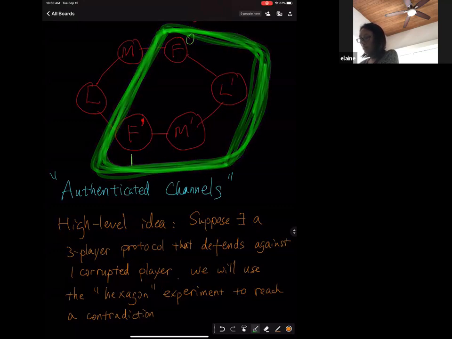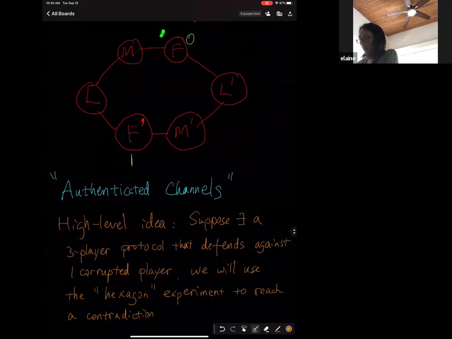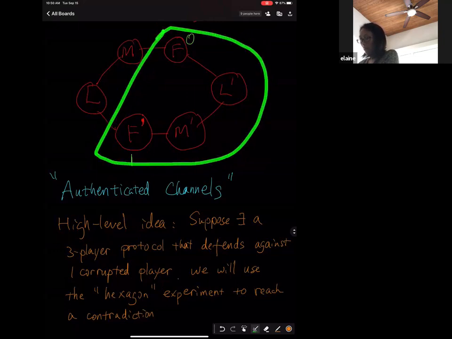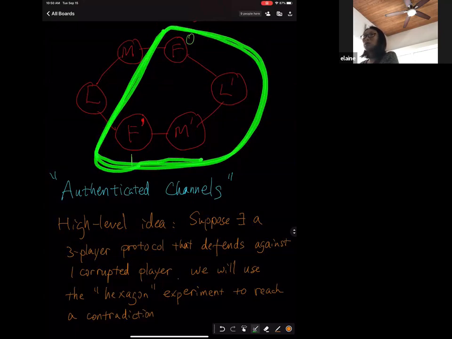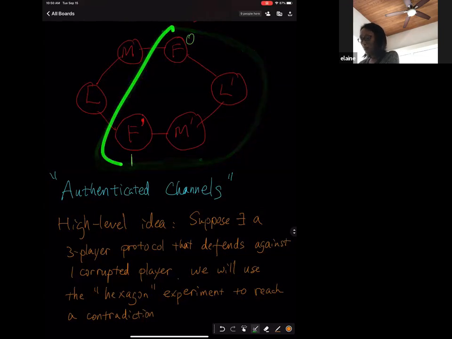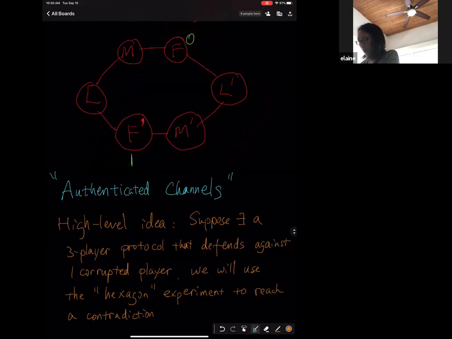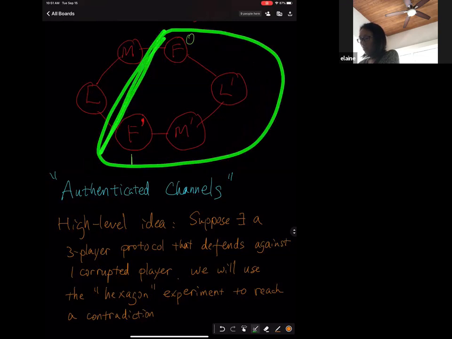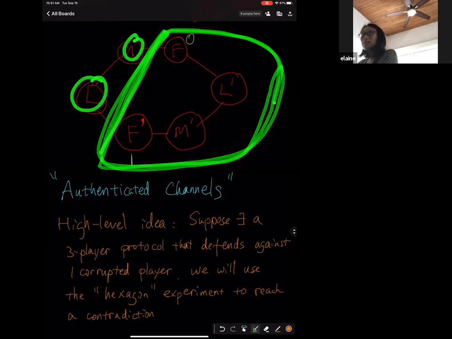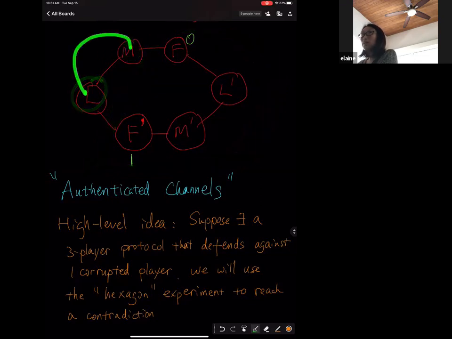Okay, so in this interpretation, what can we conclude? So F is the corrupt player, right? Because it's simulating all this stuff, it is not running the honest protocol. It's running something else. It's running the simulation of all of these players. But if the protocol we are running defends against a single corrupted player, it means that the honest players should still have consistency. So in this case, L and M are honest, and they should be consistent among themselves.